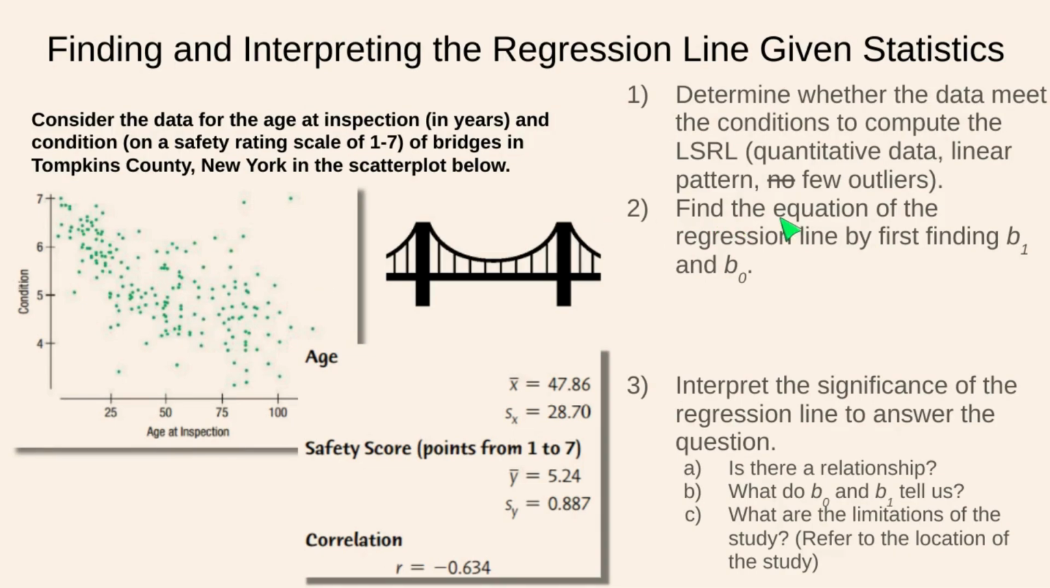Now we can find the equation of the regression line by first finding B1 and B0. So take this information right here and the correlation coefficient and see if you can find B sub 0 and B sub 1. Pause the video, give it a go, check your answers when you're done.